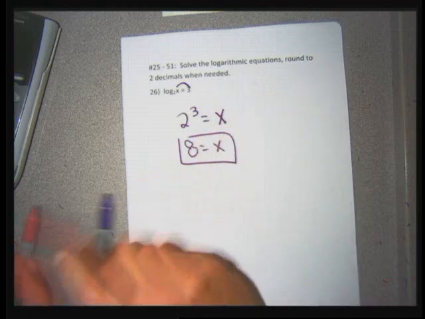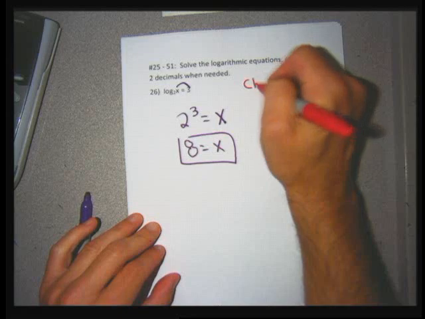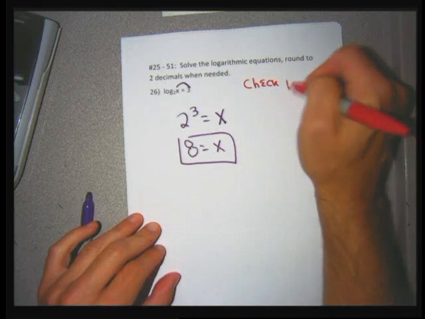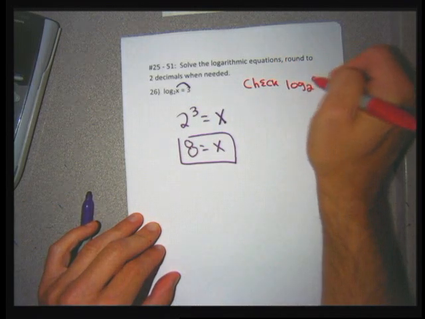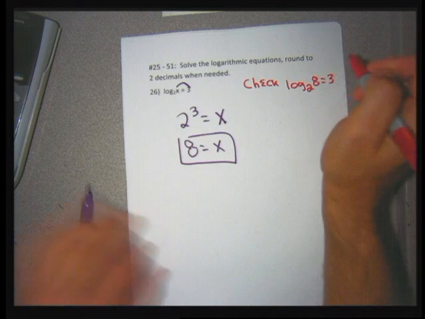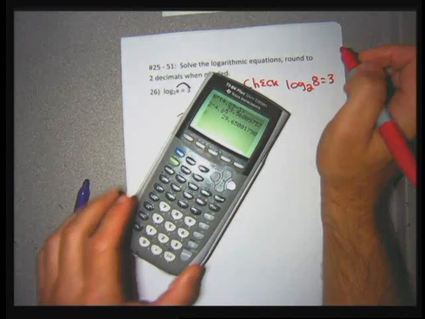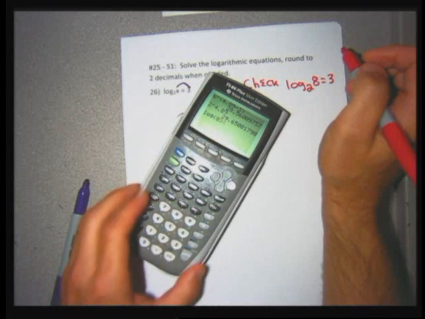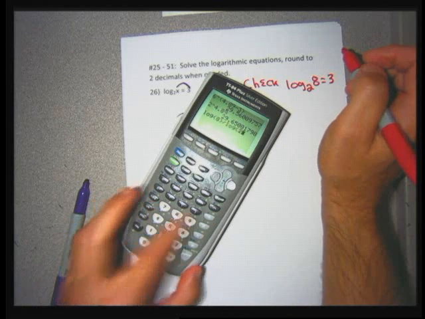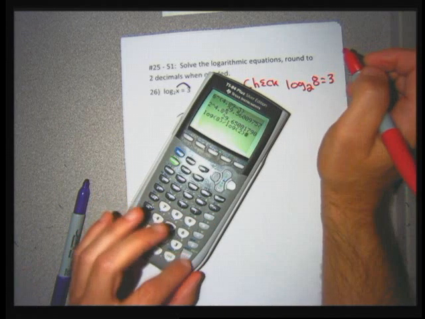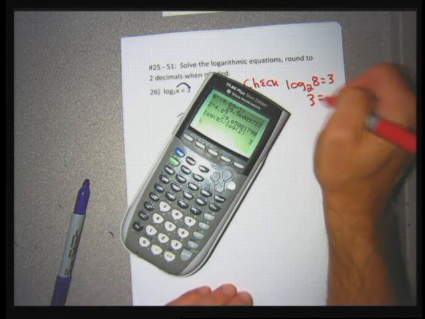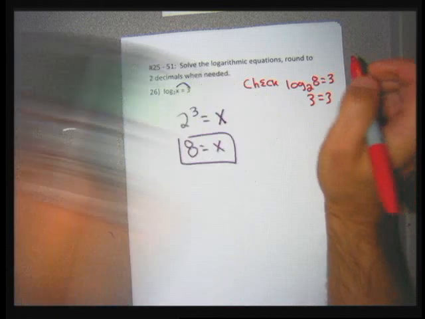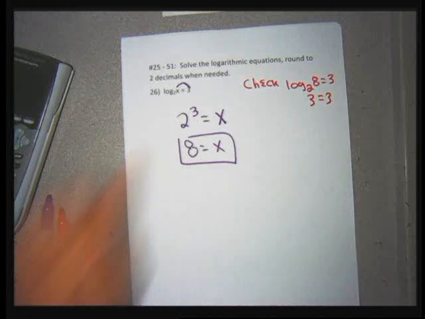If I want to check, it should be the case that the log base 2 of 8 equals 3. I'll check this on my calculator by going log of 8 divided by log of 2. When I do log of 8 divided by log of 2, that gives me 3 equal to 3, so my answer is correct. For my answer to be correct, I need to be able to plug it back into the original problem, simplify, and have a true statement come out.